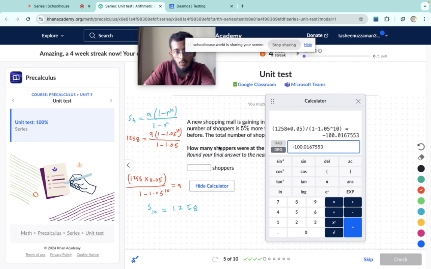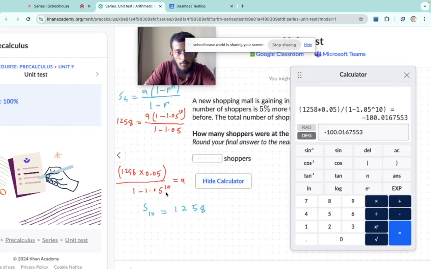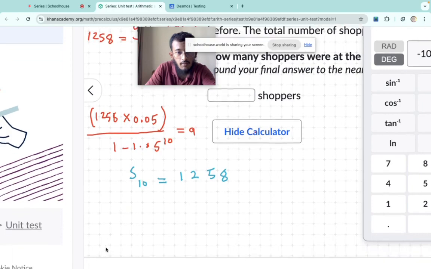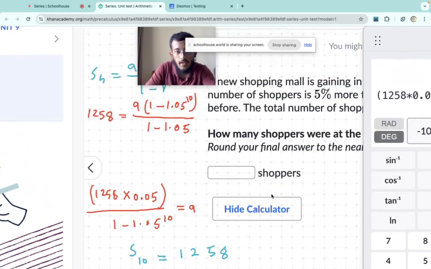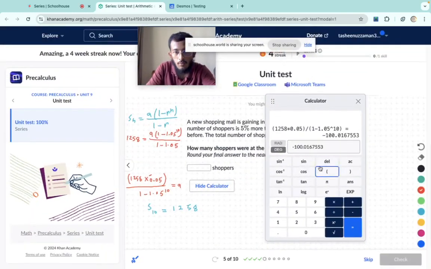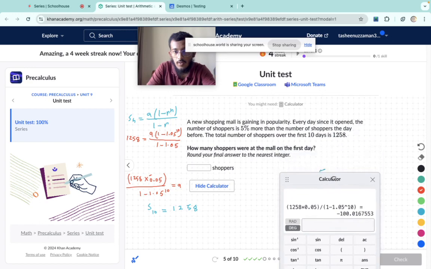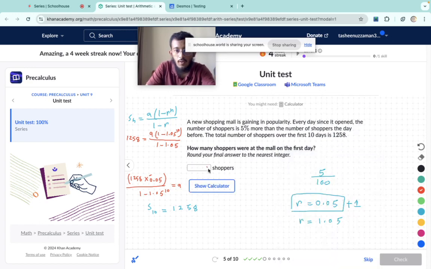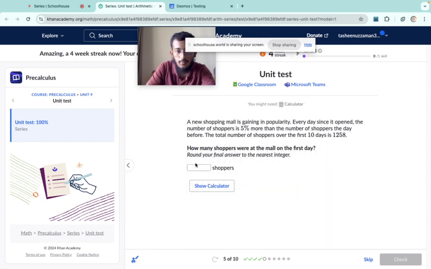1258 into 1 minus 1.05. Okay, there will be a minus sign here. So 1 minus 1.05 is minus 0.05. So there will be a minus here. So which means that everything should be fine except for the minus sign. So which means the answer is positive 100, and round your answer to the nearest integer. So I think the answer will be equal to 100. And there we go.